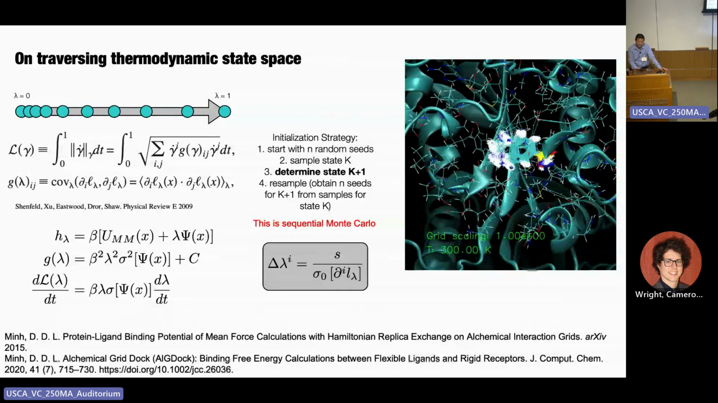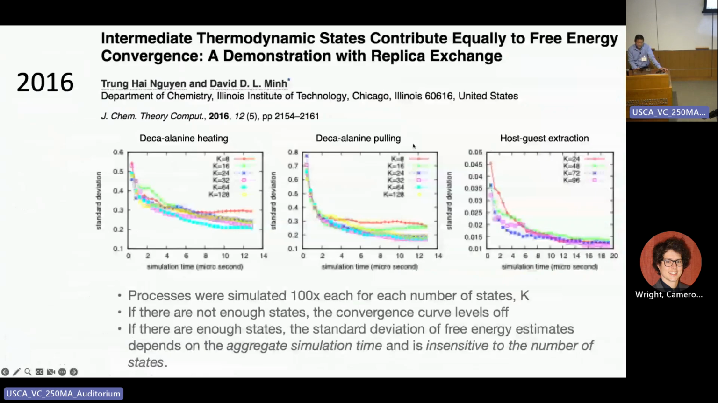This was surprising, but true. It actually didn't matter after a while. That is, if you increase the number of windows, the total sample size is what dictates the variance in your free energy. There's no maximum, basically. That's what we found out empirically, and then we tried to figure out the theory behind it. It's all in this paper in JCTC, 2016.